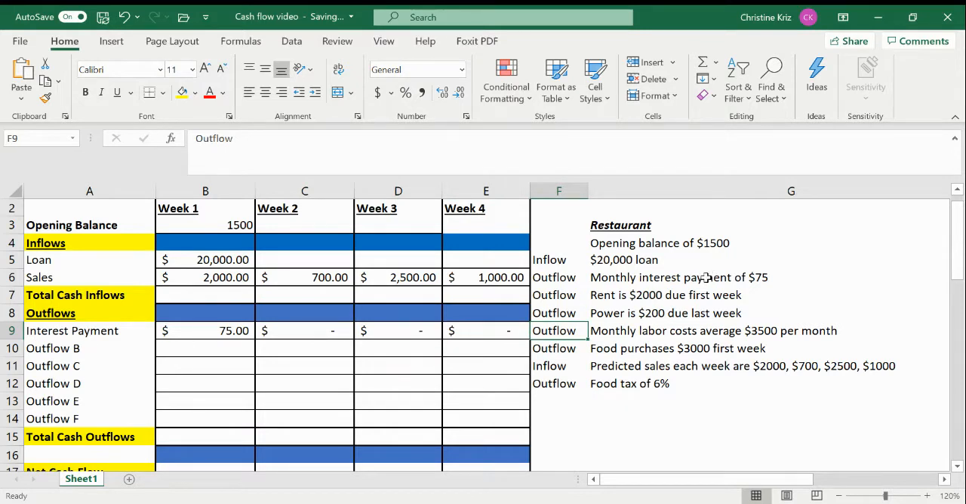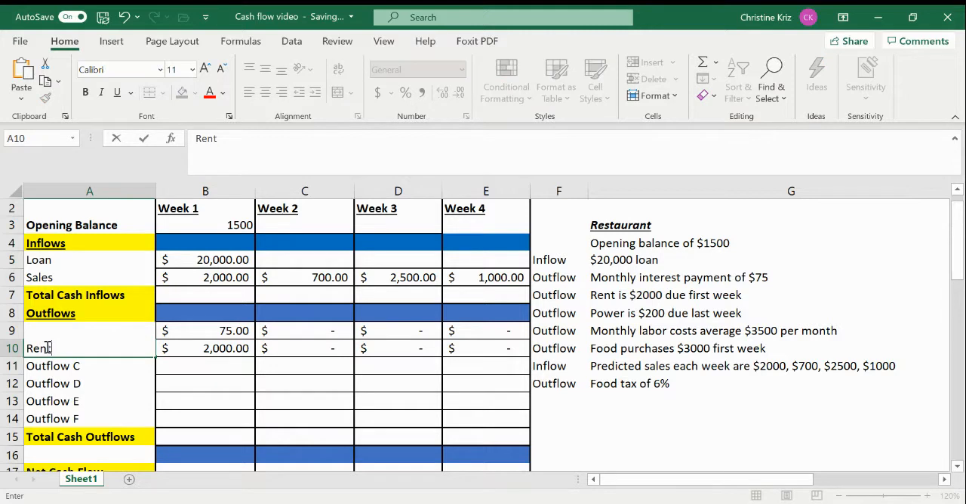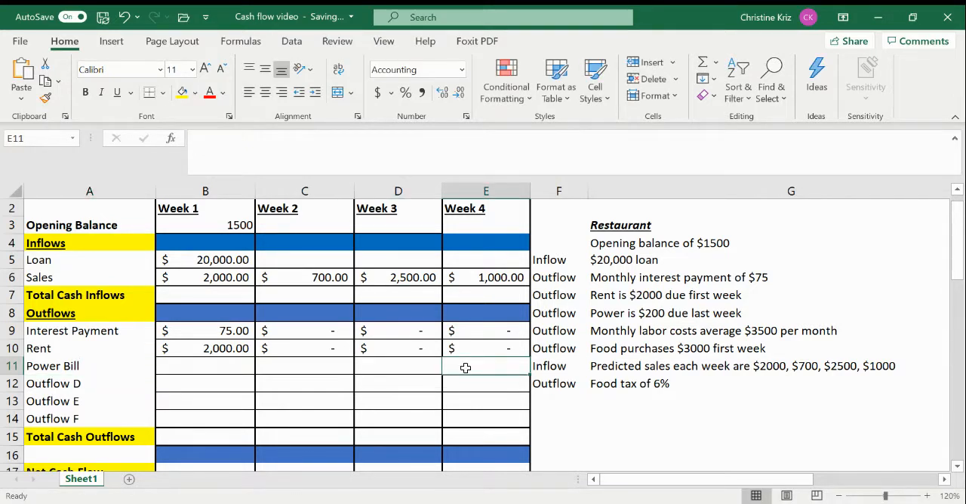Our next outflow is rent, and it's due the first week of the month, so we're going to put that in here, $2,000. And then again, we don't pay that again until the next month. We're going to label this as rent. Our next outflow is power, and that's due the last week of the month. I'll label that power bill, and we're going to put that in here for the last week of the month, and it's $200.